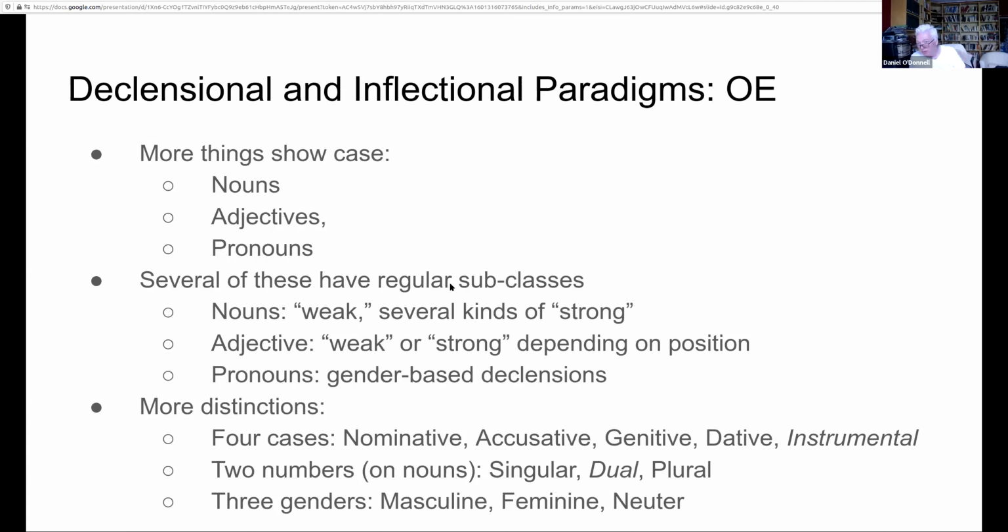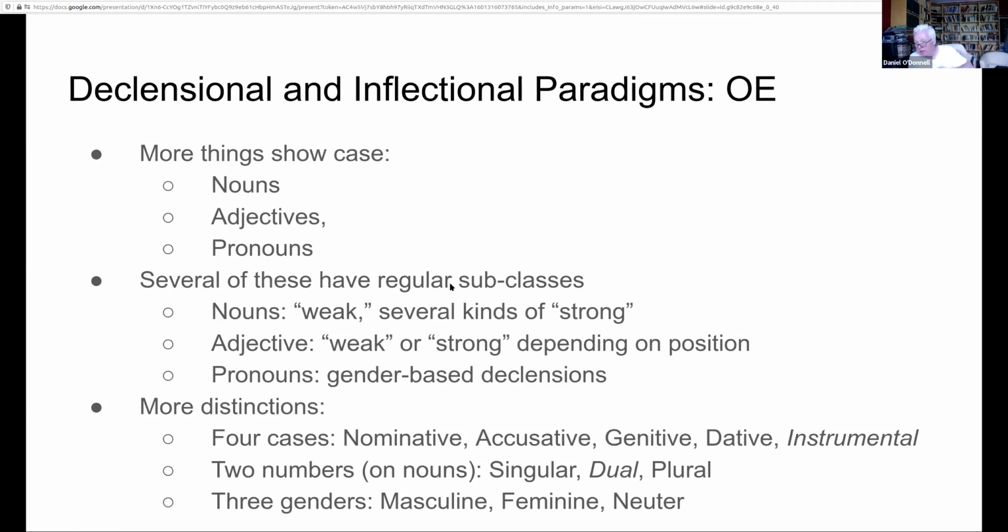And then pronouns, you have gender-based declensions in the sense that, I mean, that's also true of the nouns and the adjectives, but every pronoun is different, whether it's masculine, neuter, or feminine. Adjectives too actually have different endings for whether or not they're agreeing, and we'll come back to that, with masculine or feminine or neuter nouns. And then finally, they have more distinctions than we do.